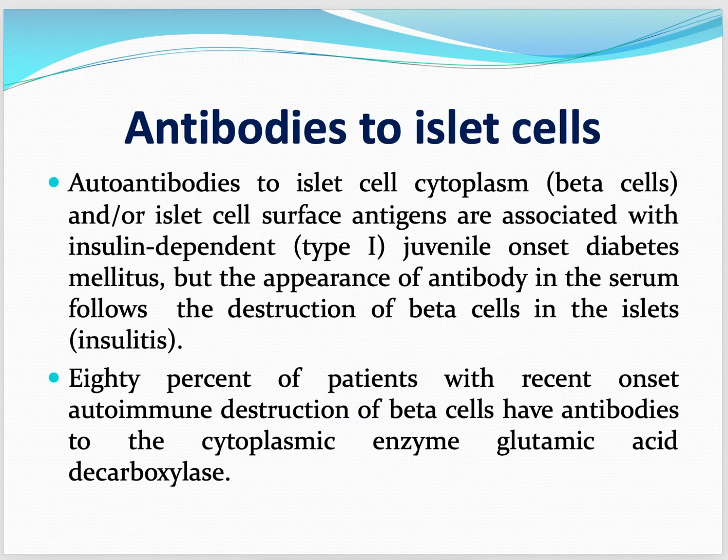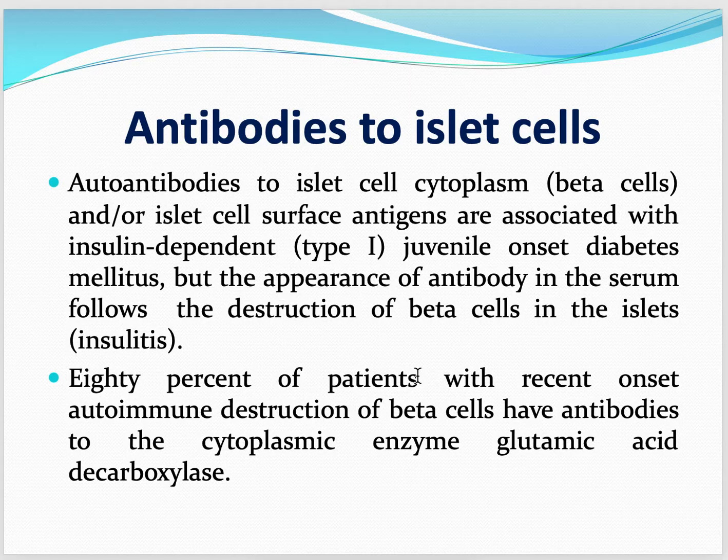Now, antibodies to islet cells. Sometimes autoantibodies can be produced against the islet cell. If autoantibodies are produced against the islet cell, they will react with it and inactivate it. In many juvenile diabetes cases, the disease starts because of autoantibodies.